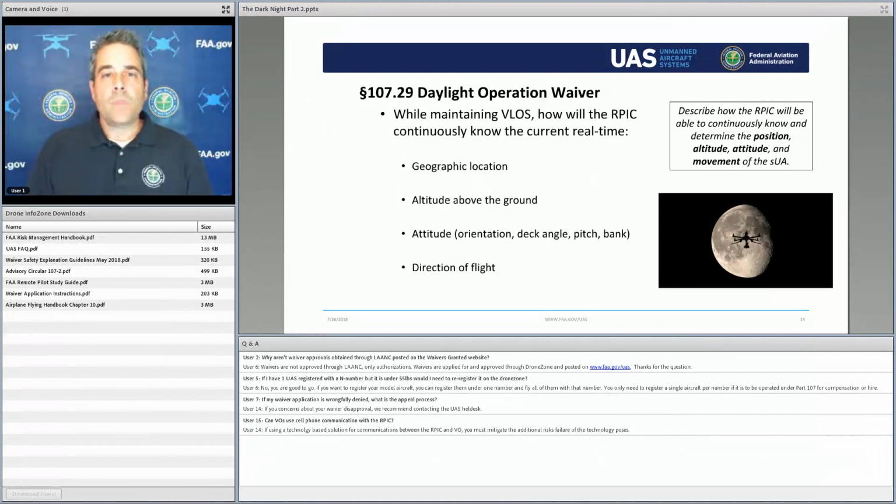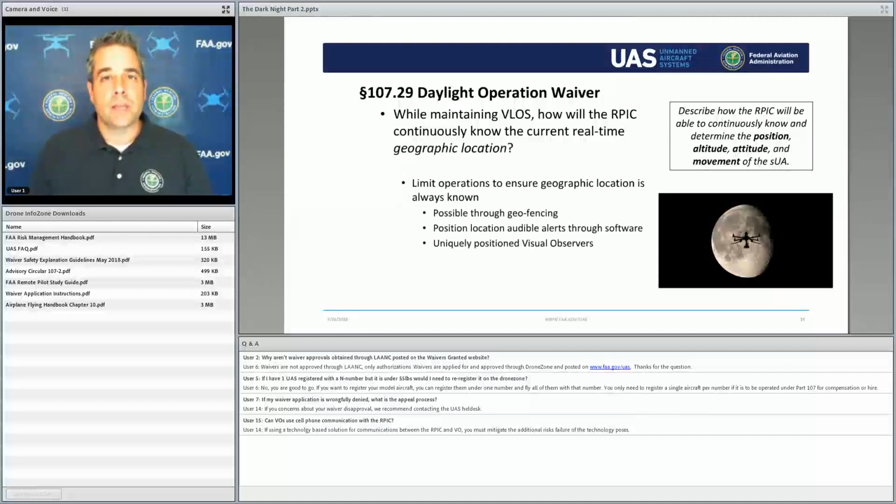Strobes can help with that. What we want to do is make sure that while you're operating visual line of sight, as a remote pilot in command, you continuously know real-time information. That is the geographic location, your altitude above the ground, the attitude of the aircraft, which is the deck angle or pitch or bank of the aircraft. And you also want to know what direction that aircraft is moving. And that all has to be done primarily visual line of sight. Again, telemetry, you can use it as a backup, but you need to ensure that you can do this visually.